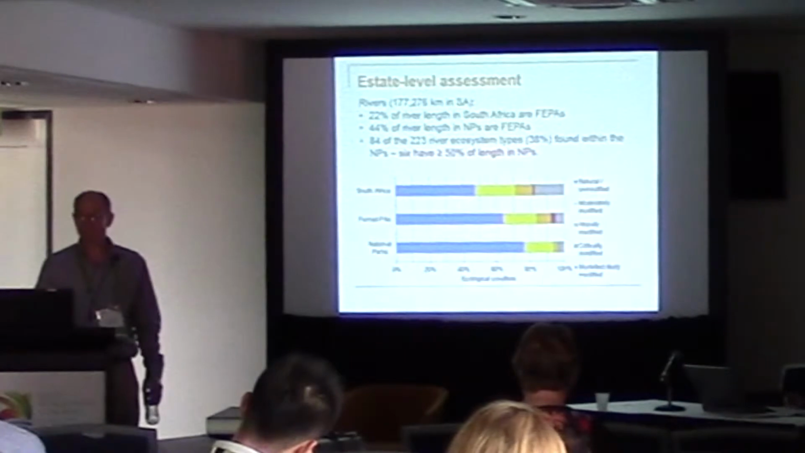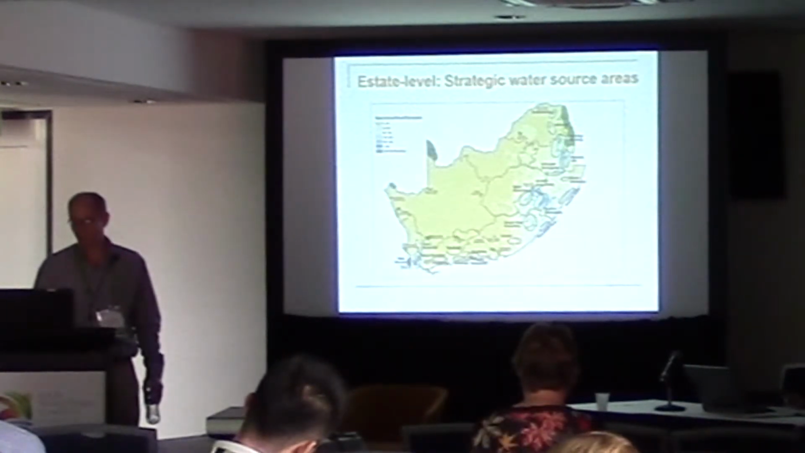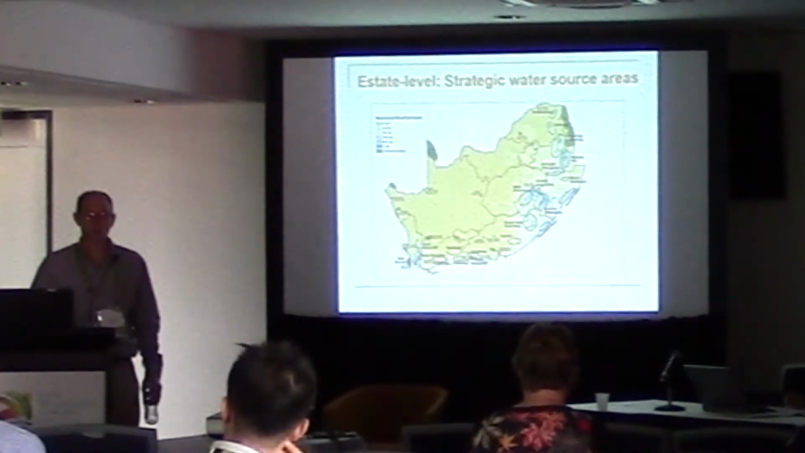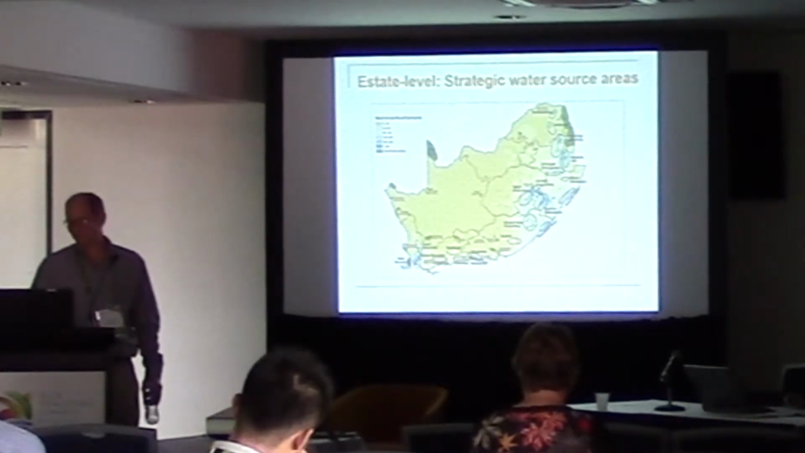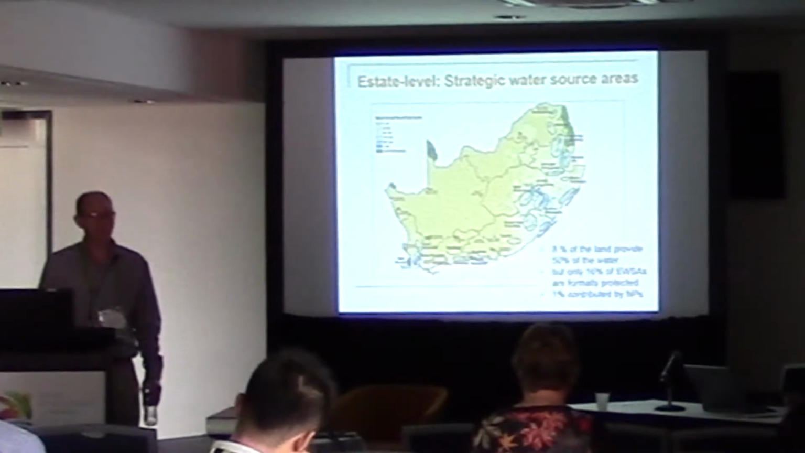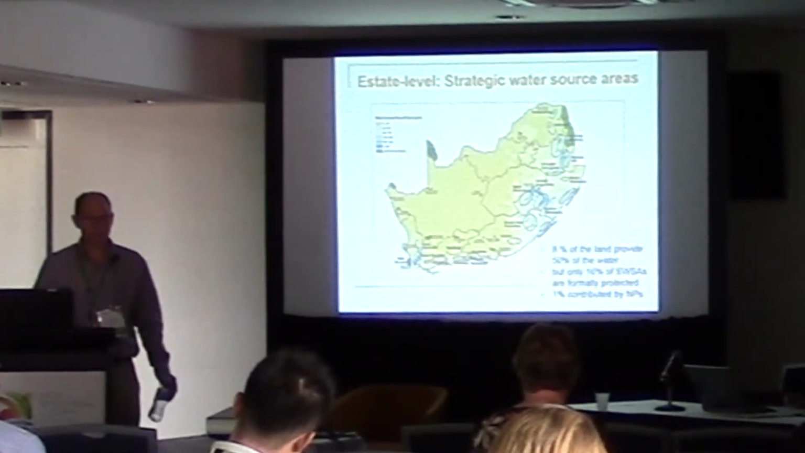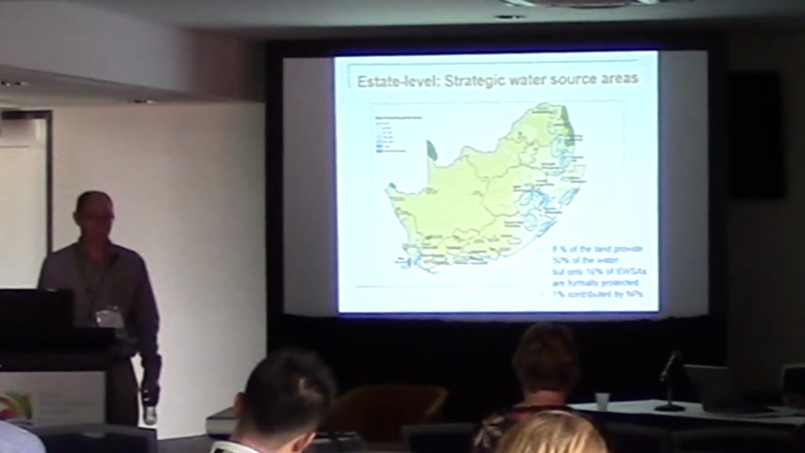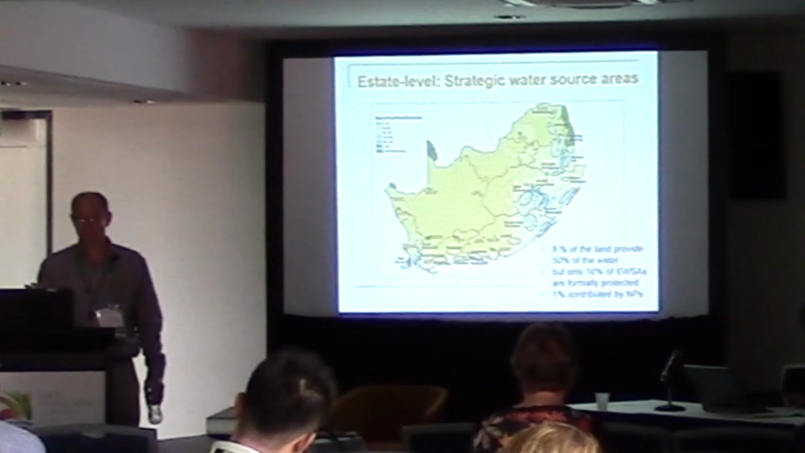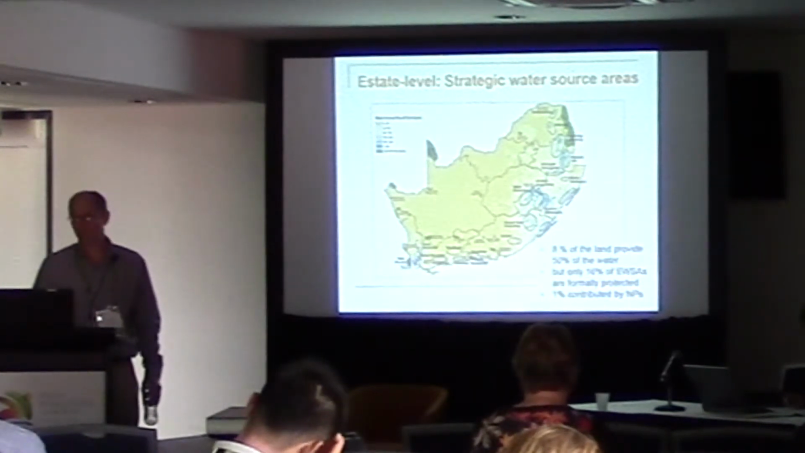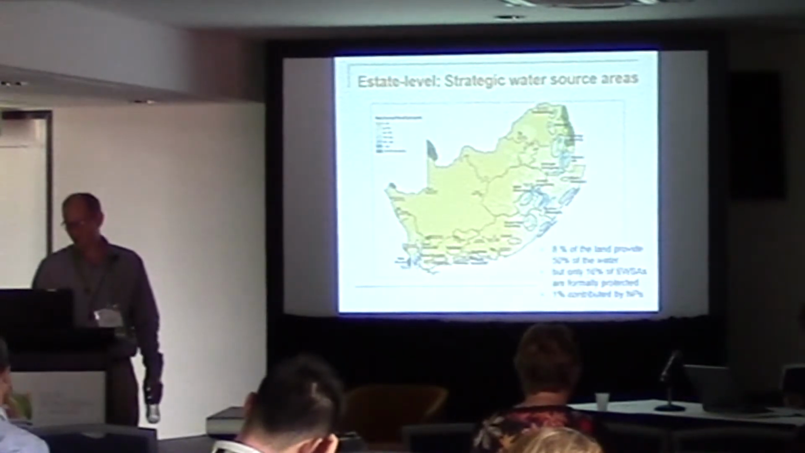And these were important messages for managers, senior managers in the organization. A further one was that the important water production areas, the 8% of the land that produces 50% of the water, overlap very poorly with protected areas. Only 16% has any form of protection, and the national parks contribute only 1% of those areas. Again, a strong message, and this message is now influencing park expansion strategies in South Africa.